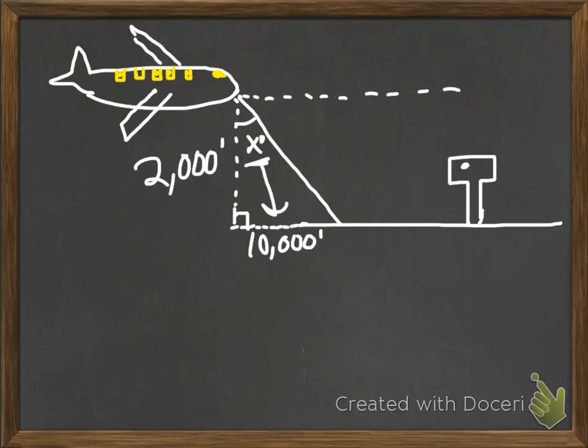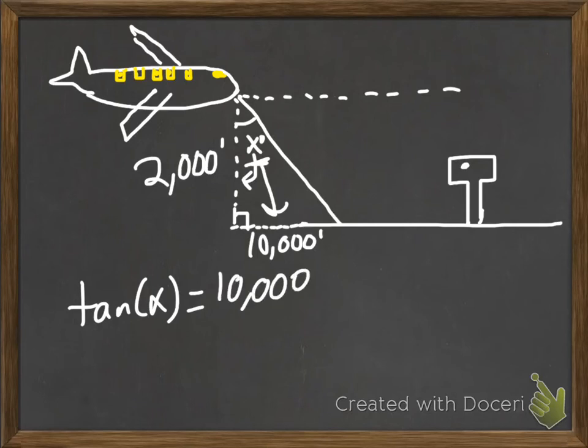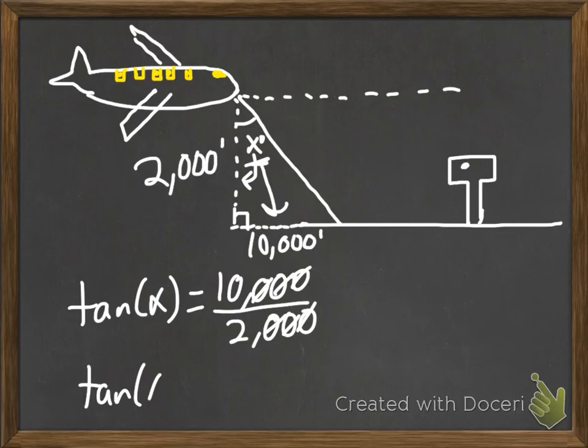For x, we have an opposite and an adjacent, and you'll find a lot of these angles of elevation and depression do use tangent. So we need the tangent. So the tangent of x is equal to 10,000 over 2,000. And these are really big numbers, so let's simplify that. Cancel out our zeros. 10 divided by 2 is 5. So we get the tangent of x equals 5.